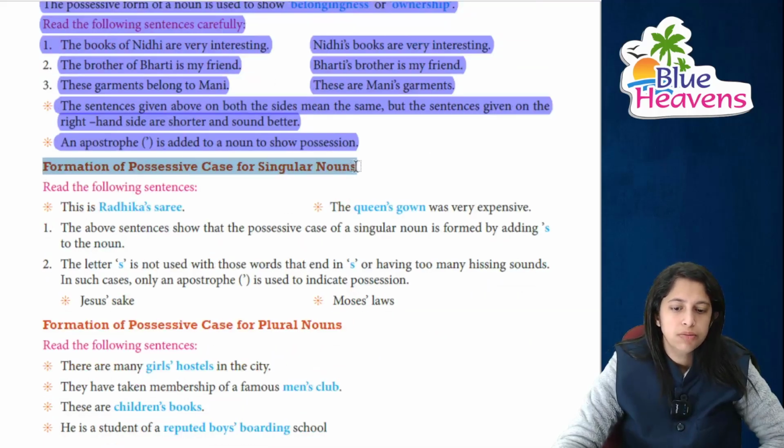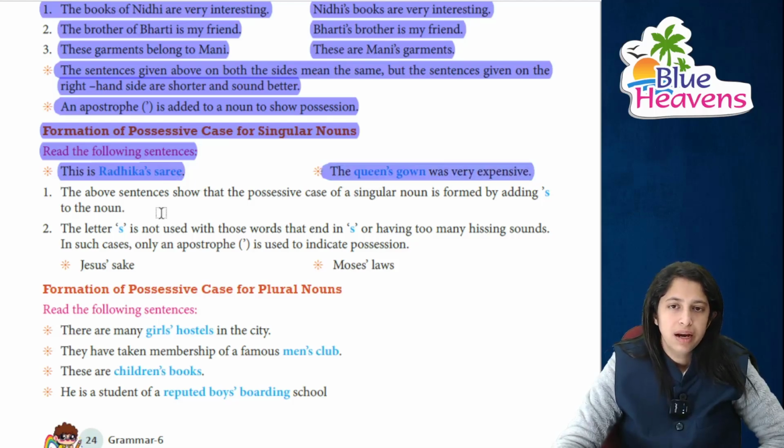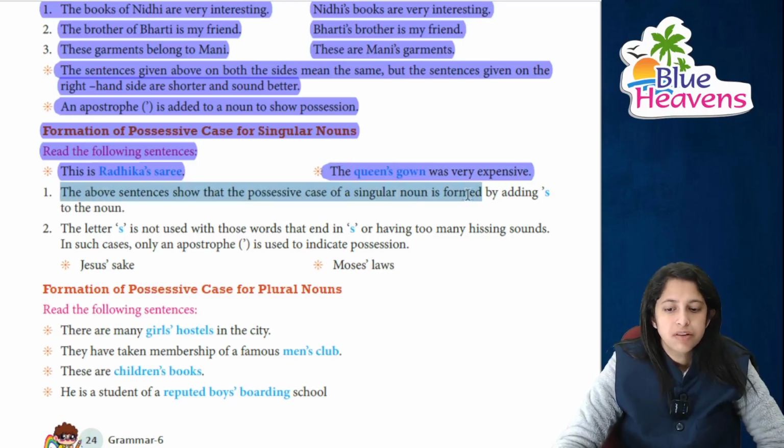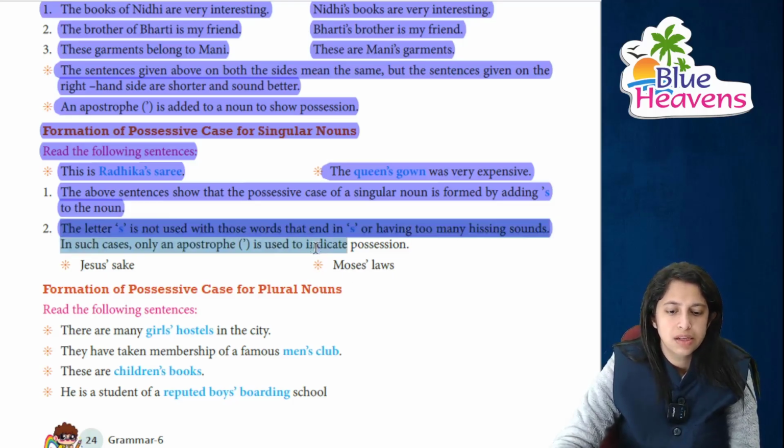So how can you form the possessive case for the singular noun? First, you have to read the following sentences. This is Radhika's saree. The queen's gown, that is, Queen's gowns are very expensive. So the above sentences show the possessive case of a singular noun, which is formed by adding 's to the noun. If the word ends in s with two hissing sounds, only an apostrophe is used, like Jesus' sake and Moses' laws, right?